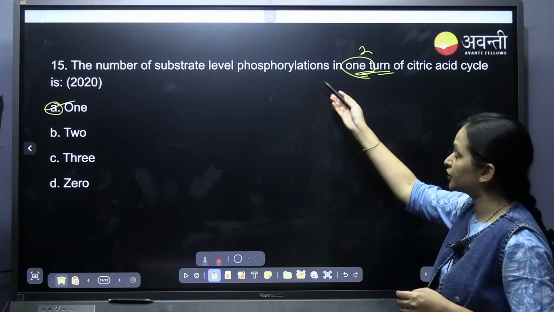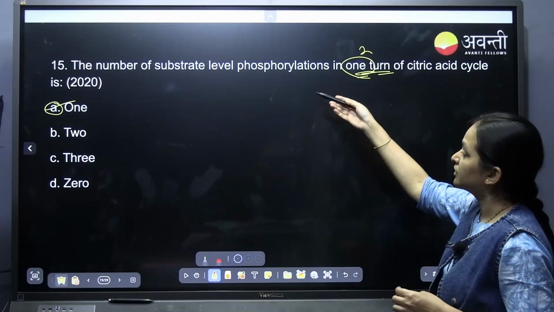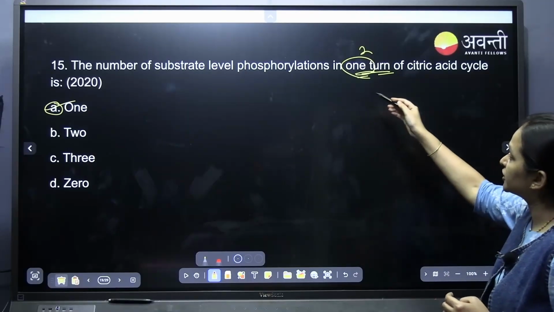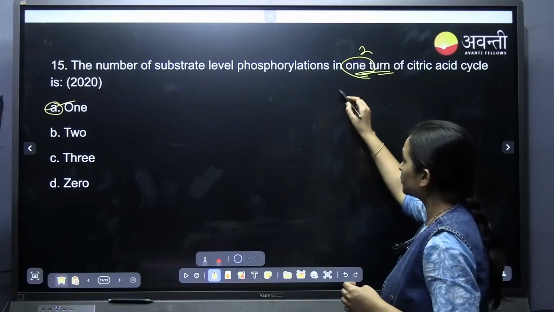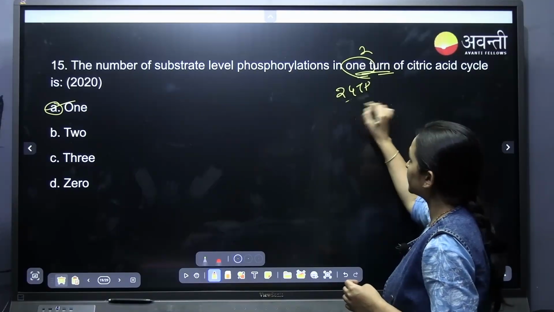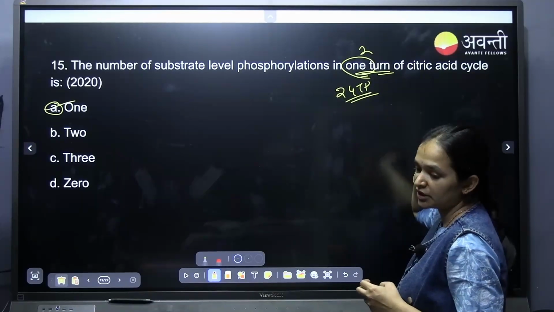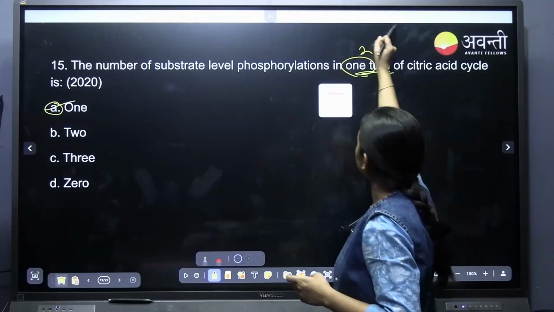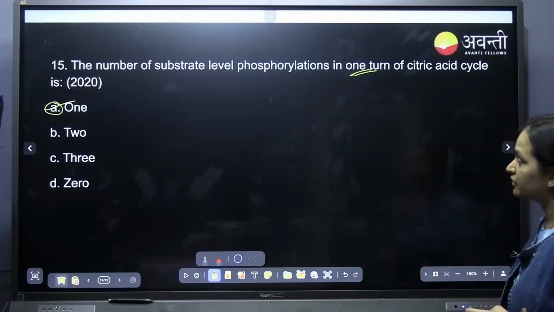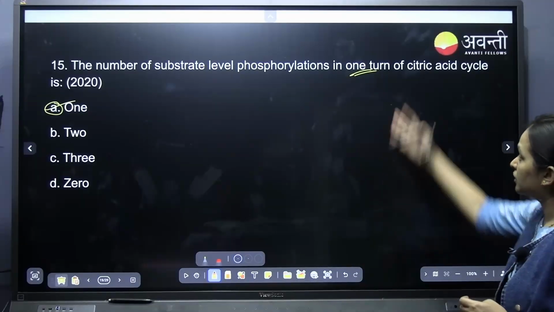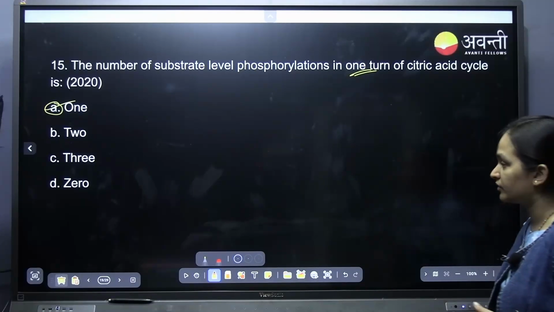The number of substrate level phosphorylation will be 1 only, but the molecules being produced, GTP, will be 2 molecules of GTP. So they can ask questions in any form, any format. Just for better clarity, we'll mark how many turns they have given.